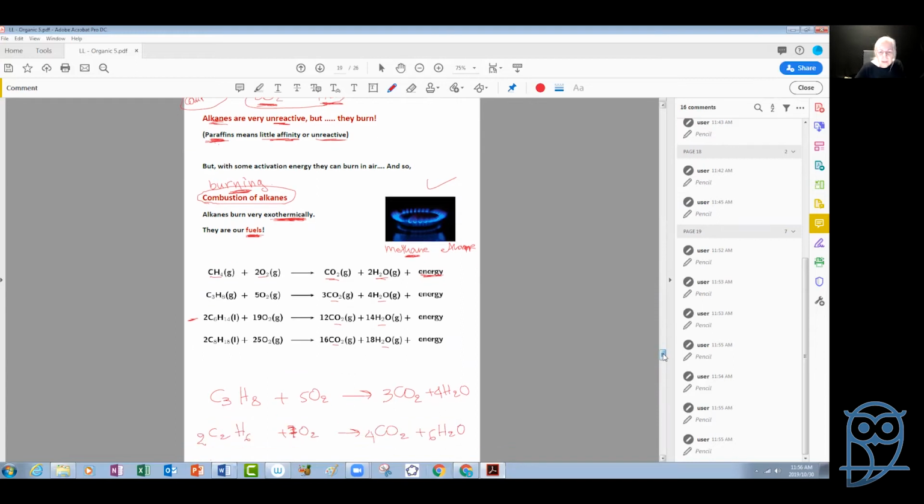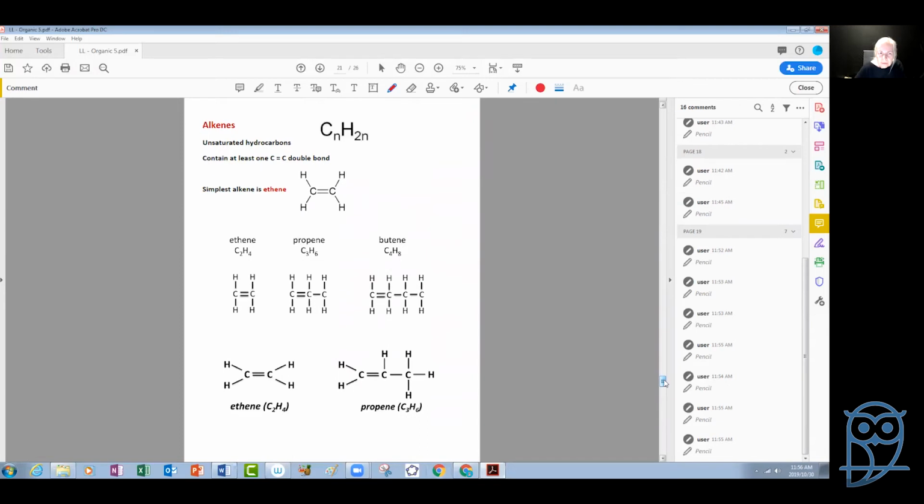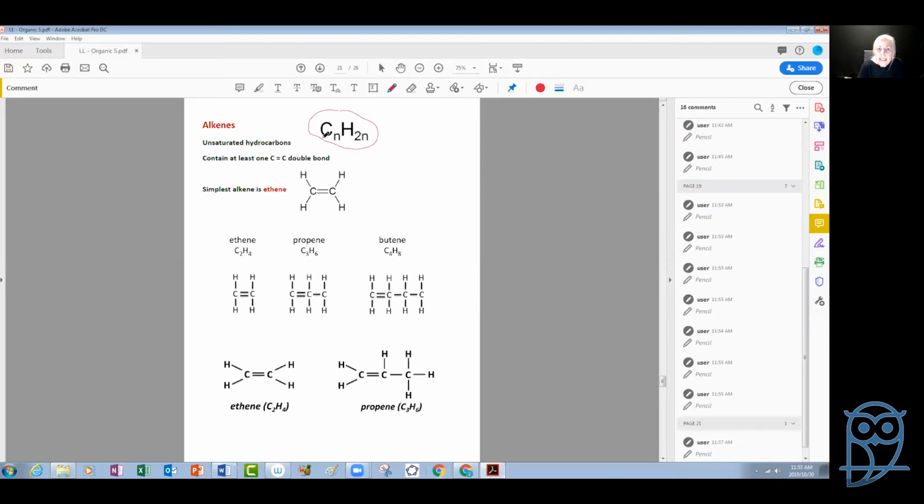Now let us talk about the alkenes. I'm trying to follow the flow in the book here, in your textbook. Now the alkenes have at least one double bond between two carbon atoms, and therefore they have fewer hydrogens because of this double bond. The general formula is this one. If we have n carbons, the hydrogens will be 2n, provided that we have just one double bond between two carbons.